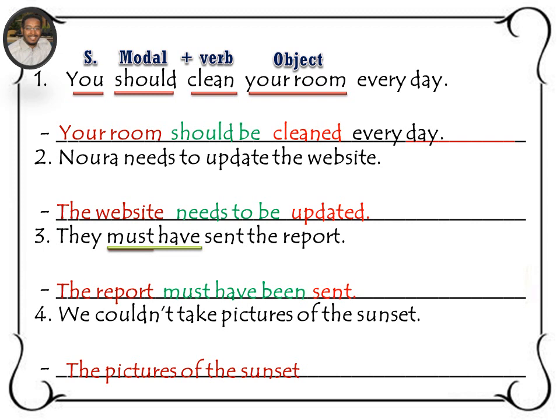It means I'm certain the report has been sent. And finally, we couldn't take pictures of the sunset. And we have the pictures of the sunset. Exactly. Couldn't be. And step number 3, taken. Excellent, which is the past participle of the verb to take. Take, took, taken. So the pictures of the sunset couldn't be taken.